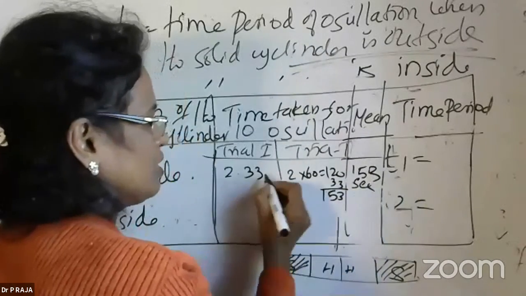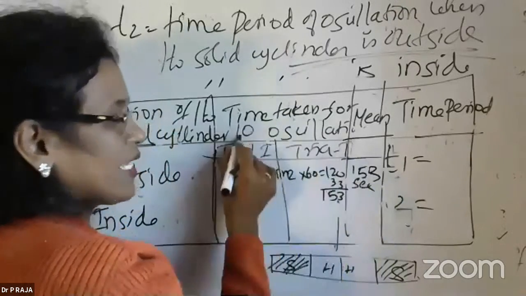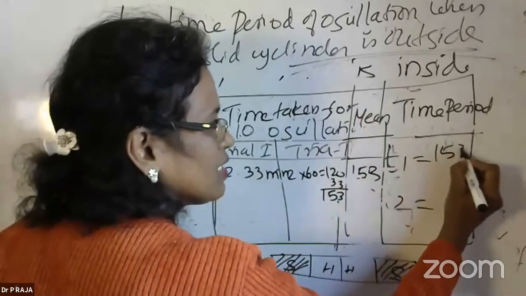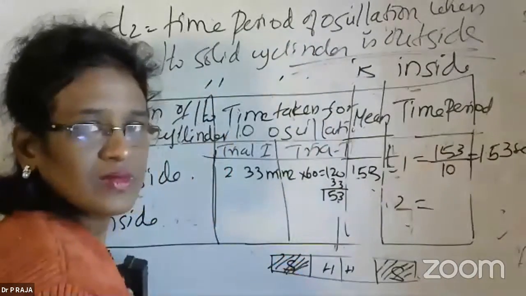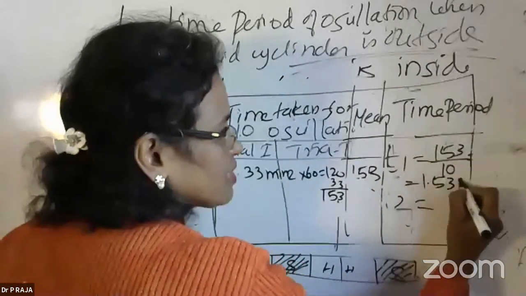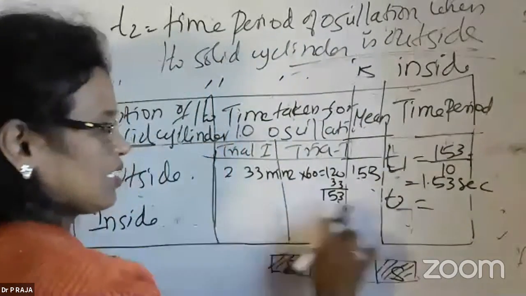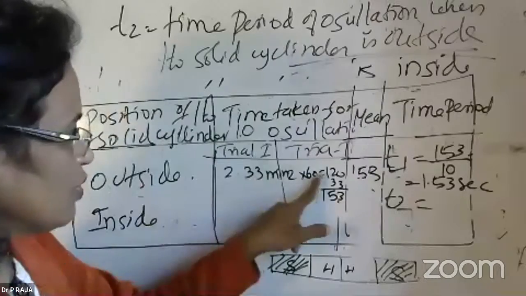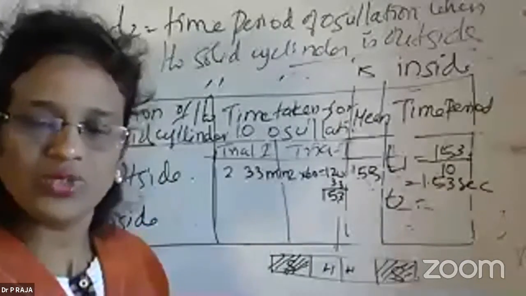Convert everything, the minutes into seconds, so this is 153 seconds for 10 oscillations. For the time taken for 1 oscillation, you will divide it by 10 and put it as 1.53 seconds. That will be your time period value, so you will write 1.53 seconds here as T1. T2 will be another value. Like this you will get it. You will do this experiment 2 times: 2 trials here, 2 trials there, and take the mean. Note down the time period as T1 and T2. All other values you will get.